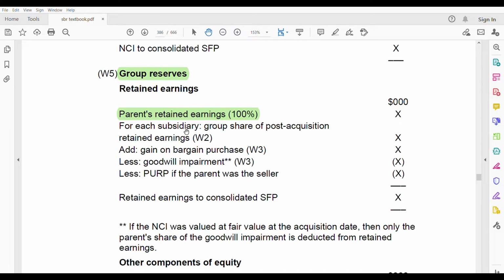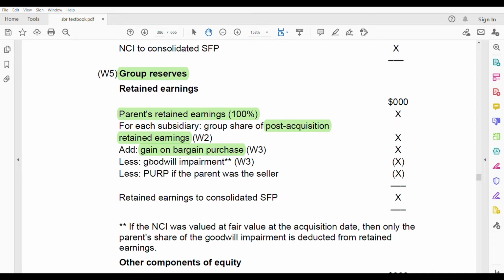But for each subsidiary, you take the group share of post acquisition retained earnings. That means if you have acquired a subsidiary for 80%, you take 80% of the post acquisition retained earnings, that means the movement in the net assets. Then add gain on bargain purchase. Remember, this might not always come. Very rarely it comes. But if it comes, that means you are buying a subsidiary at a lower price by negotiating the price, which means it's a negative goodwill this time. Negative goodwill you add. It's a gain on bargain purchase.